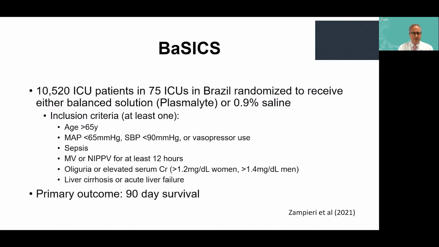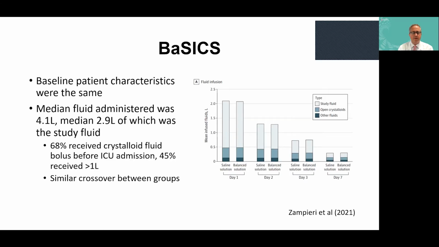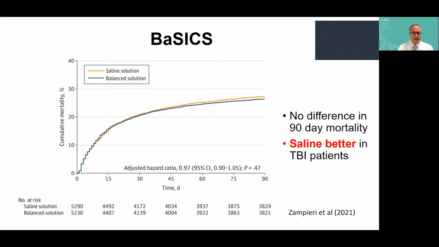So BASICS: 10,500 ICU patients in 75 units in Brazil, randomized to get either Plasma-Lyte, which is a buffered crystalloid solution, or 0.9% saline. You had to be reasonably unwell, you had to be hypotensive, you had to have some evidence of organ dysfunction to get into BASICS, and the primary outcome was 90-day survival. Baseline characteristics, as you would imagine in an RCT, were the same. They didn't get very much fluid, though, for a resuscitation trial, only 4 liters over the first study week, which isn't really very much, in my opinion. And I think that's one of the reasons that led to them finding the result that they did, which was absolutely no difference whatsoever in 90-day mortality for all comers.